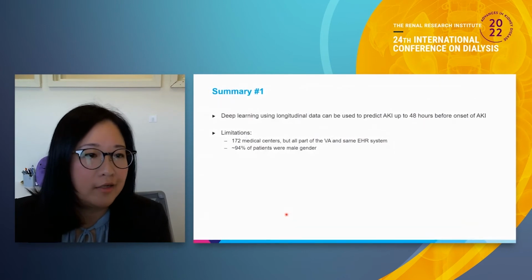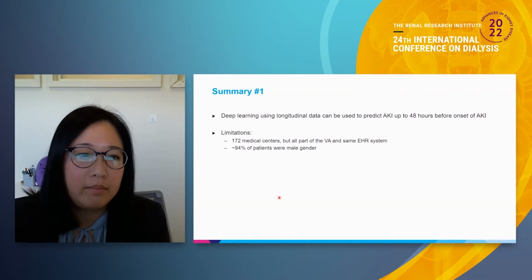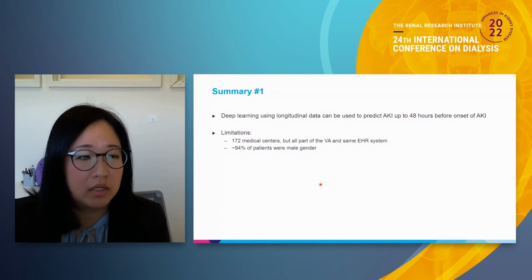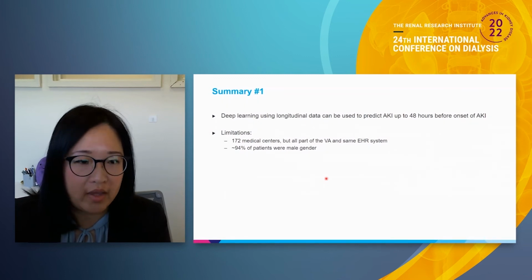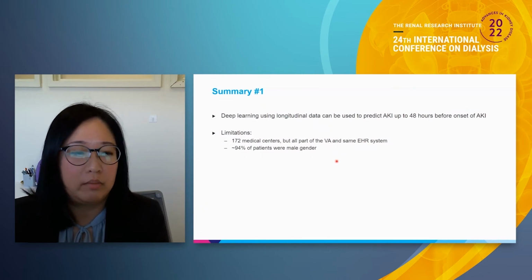So summary number 1, deep learning using longitudinal data can be used to predict AKI up to 48 hours before onset of AKI. A major limitation of the study is that while they had 172 medical centers, all of them were part of the VA and therefore used the same EHR system. Another important factor to note is that 94% of these patients were male, and it's unclear whether or not this model developed in males would apply to people of other genders.